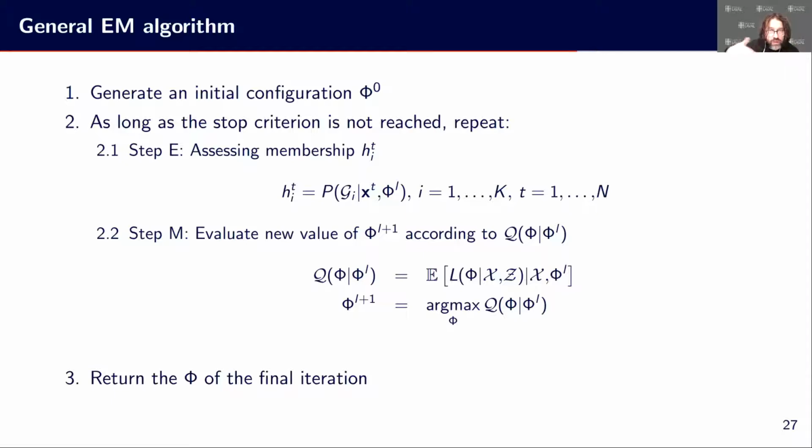And once we repeat this, we go with step E, step M, step E, step M, and so on. So we are reassessing memberships, reevaluating the parameterization, from which we are reassessing the membership, from which we are reevaluating again the parameterization, until it converges or until we have exhausted all the available computation capacity, for example. And in the end, we return the final configuration as the result.